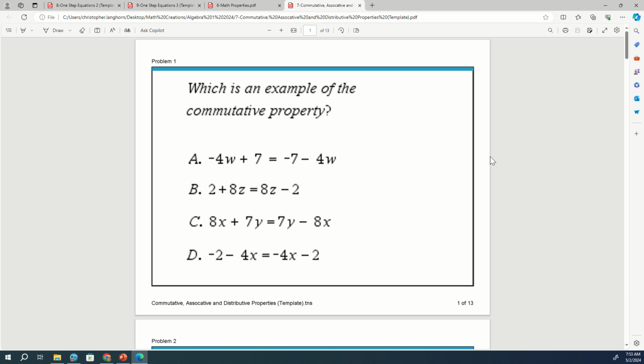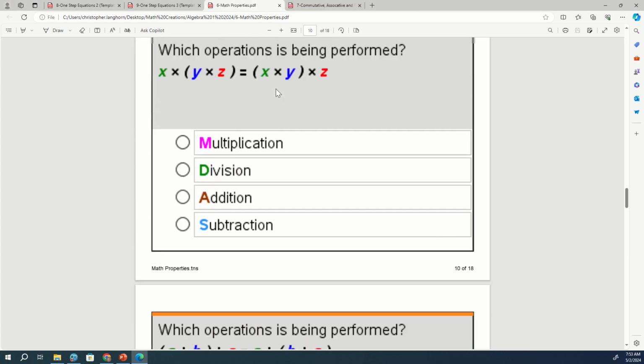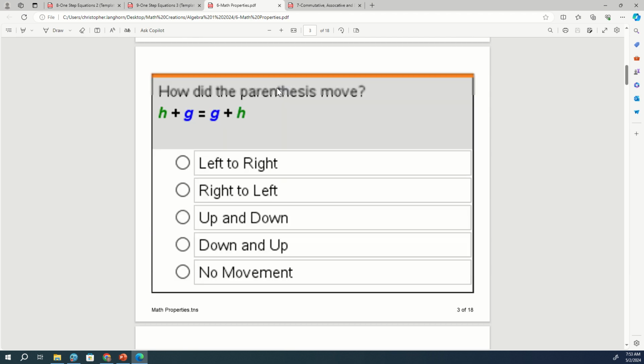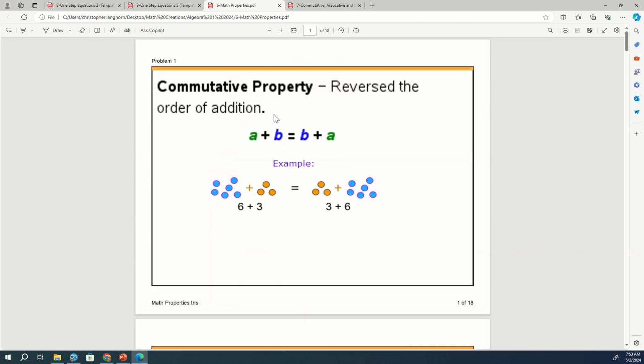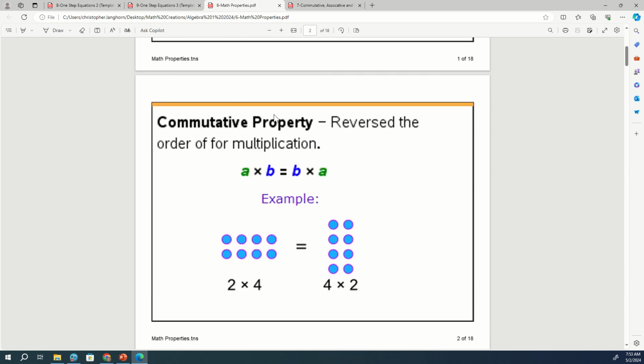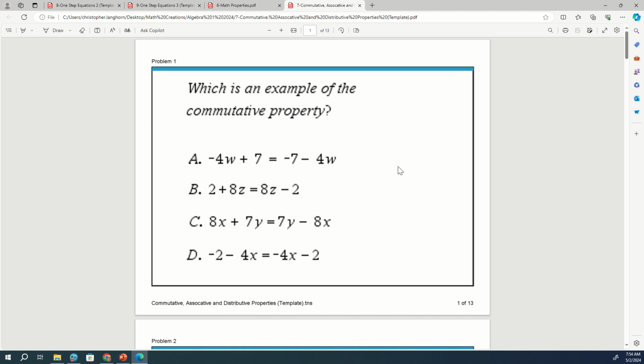All right, this is commutative property, associative property, and distributive property. I think this is like the 7th one. This one has examples of the different properties. Commutative property of multiplication tells you how things move. This one is saying, can you recognize a commutative property?